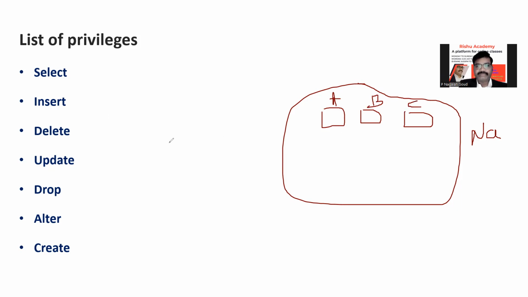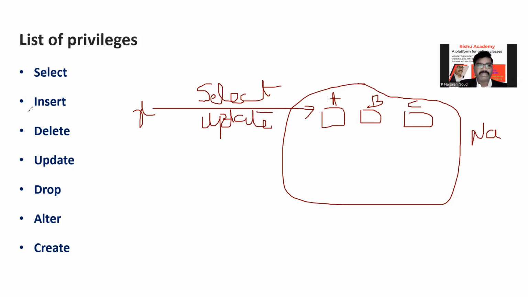There are three tables. I want to allow the user X to access this table, or I want to allow X to select the data from a table. Only select privilege here. Or I want to give only update privilege here. Or we can give insert privilege or delete privilege or drop privilege, alter privilege, or create privilege.